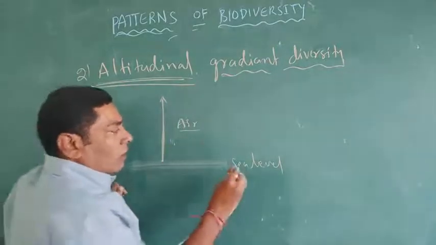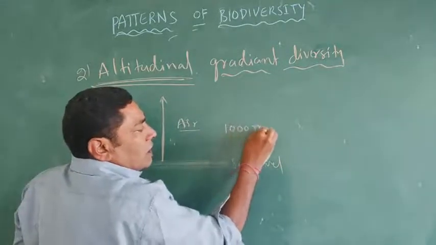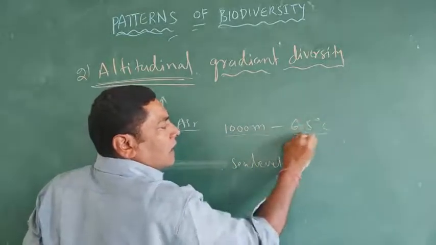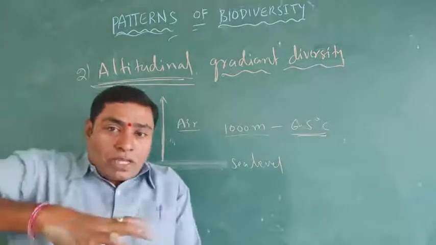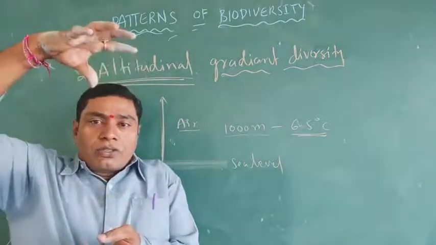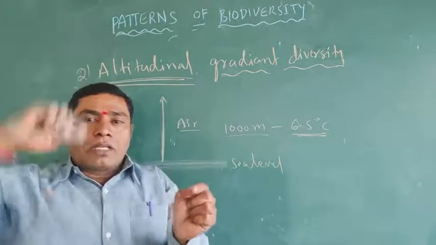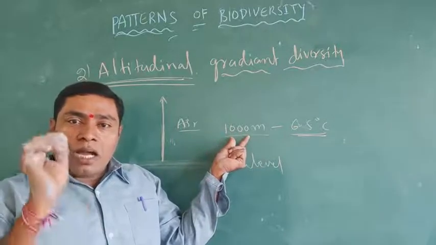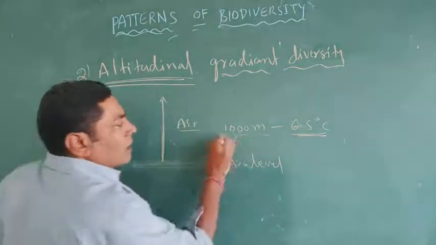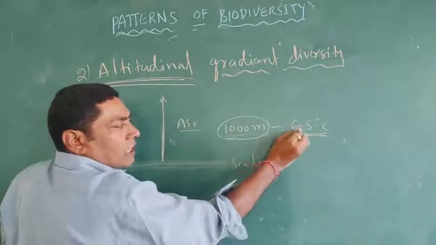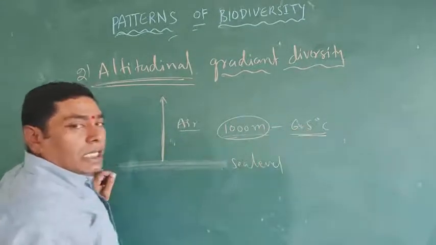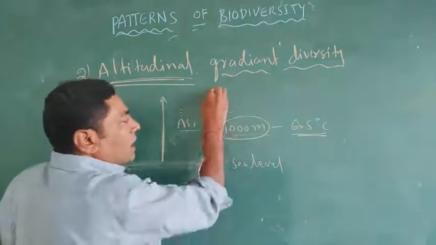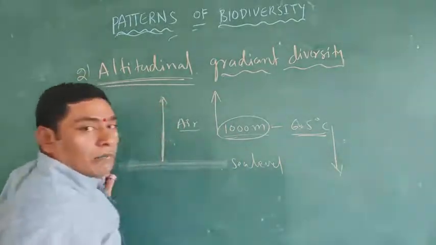So here, if you observe, in every 1,000 meters of height, the temperature decreases by 6.5 degrees centigrade. So when the altitude increases, the temperature decreases. For example, for each 1,000 meters of height gained, 6.5 degrees centigrade of temperature is lost. So when the height increases, the temperature decreases.